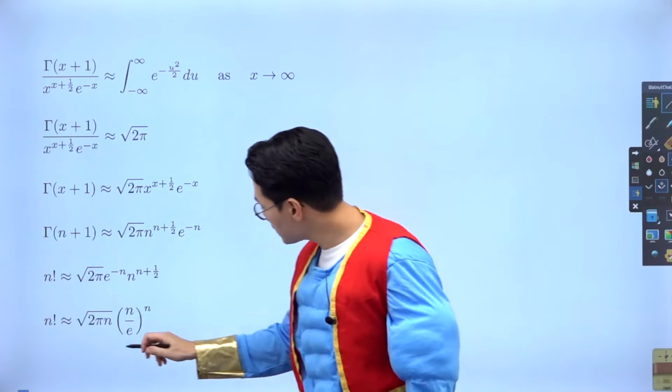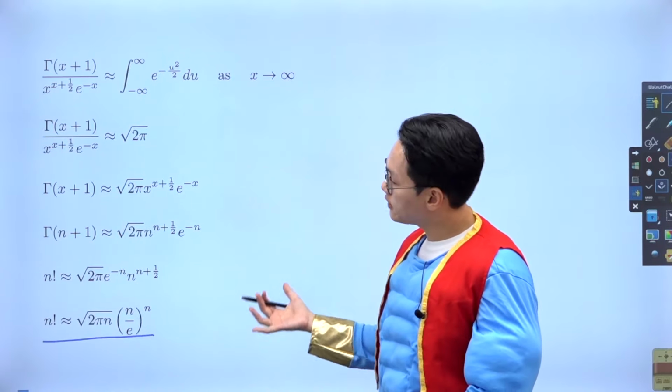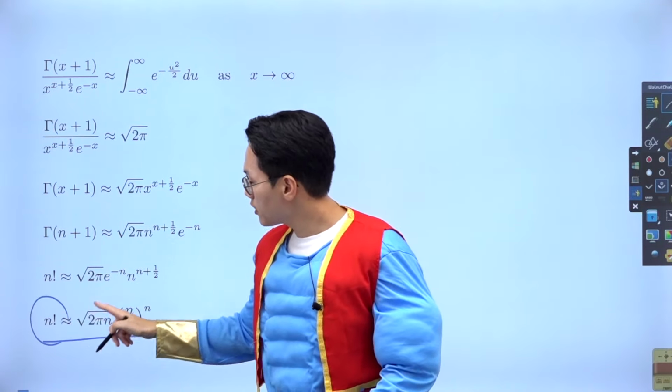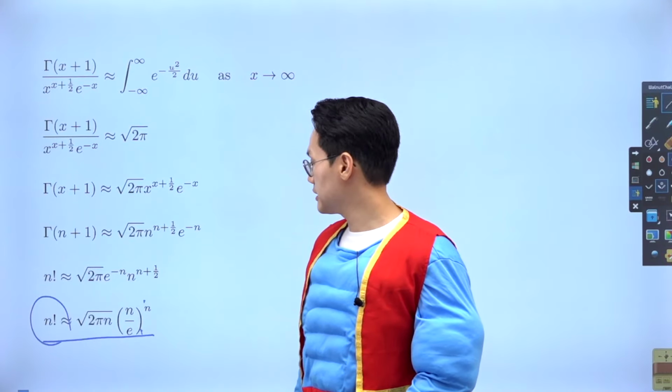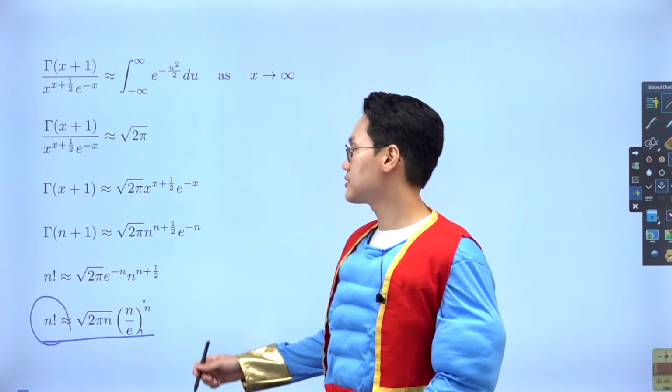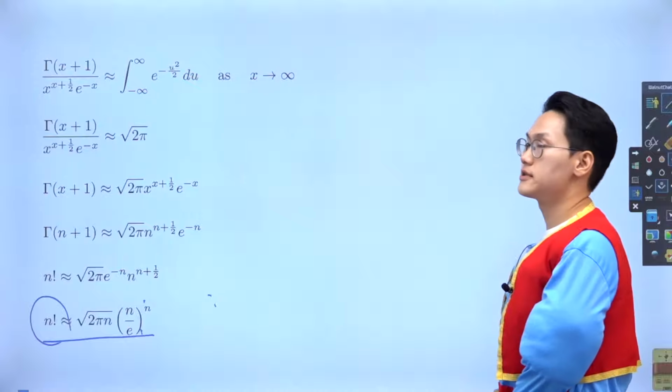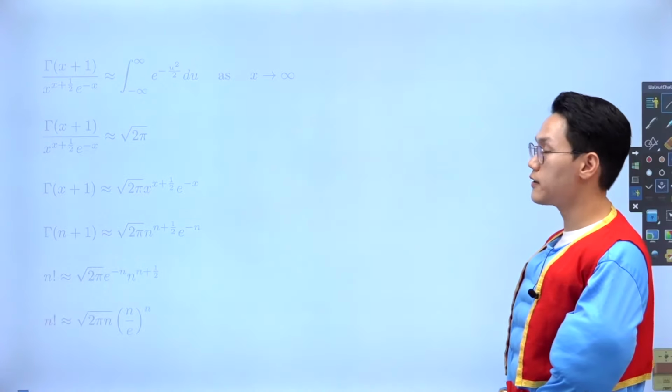So now, as you can see, this is a great result because now the factorial can be approximated by the power function as well as the exponential function, right? So that, my friend, is called the Stirling's formula, right? That's an approximation for the n factorial.